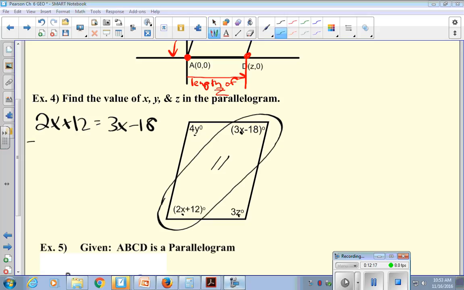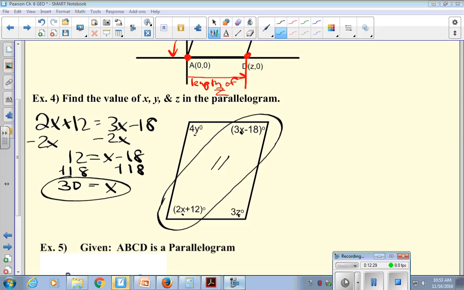All right, so let's subtract 2 x's from each side and add 18 to both sides. And when we do that, we get our little guy x is equal to 30. That is one of the answers we were seeking. If x is equal to 30, let's go ahead and find what this angle is. 2 times 30 is 60, plus 12 is 72.